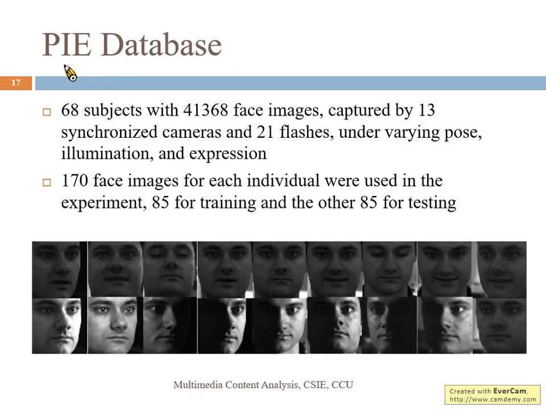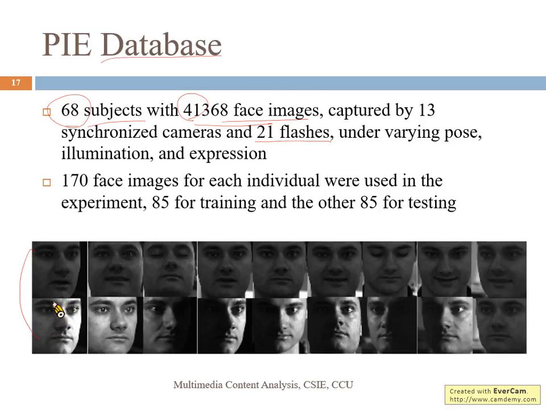And for the PIE data set, there are 68 subjects with more than 40,000 face images captured by 13 synchronous cameras and 21 flashes under various pose, illumination, and expression. So this is a very challenging data set. We can see some sample images here.